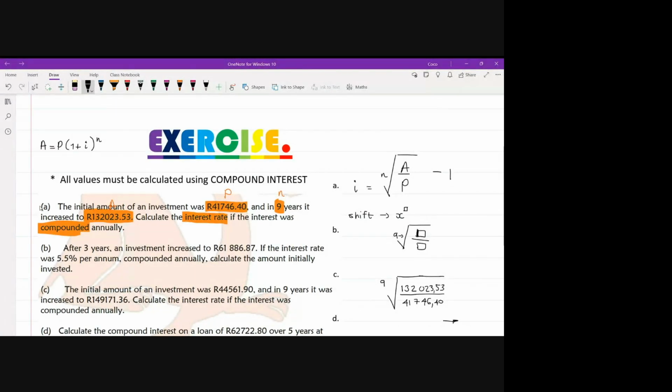Now, if we go back to our calculation, remember we're busy with A. We're going to put this A value. Our A value is 132,023 Rand and 50 cents. So on the top, we're going to put that. And then we're going to toggle down. And at the bottom, we're going to put the P value. We're going to put in 41,746.40. Has everybody managed that?